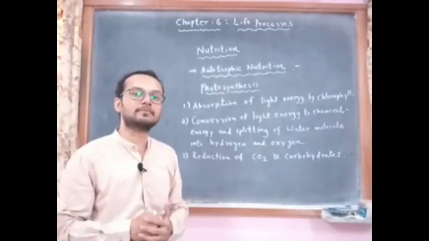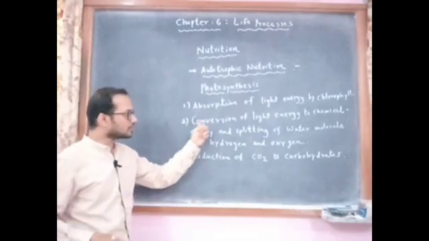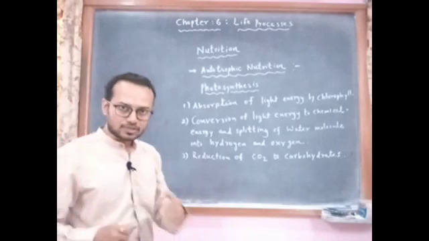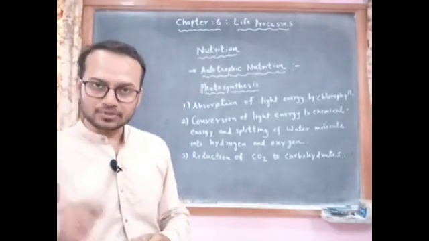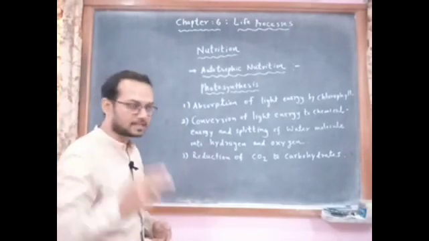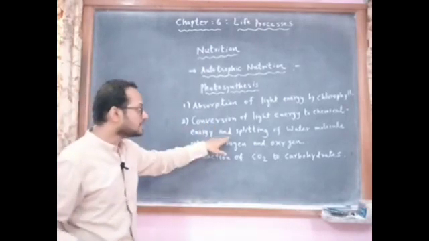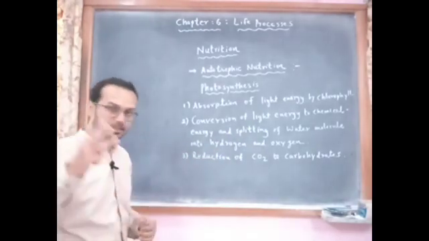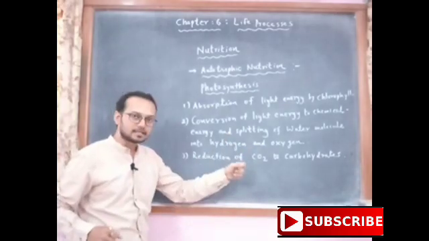Now what happens after the absorption of light energy? The second step is conversion of light energy to chemical energy. Remember one thing, the conversion of energy is very important in every living being. So during the process of photosynthesis, light energy is converted into chemical energy. So the second step is conversion of light energy to chemical energy and splitting of water molecule into hydrogen and oxygen.